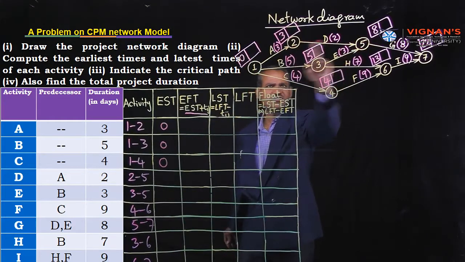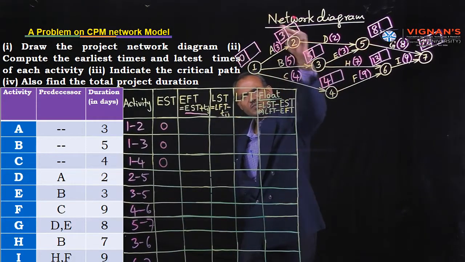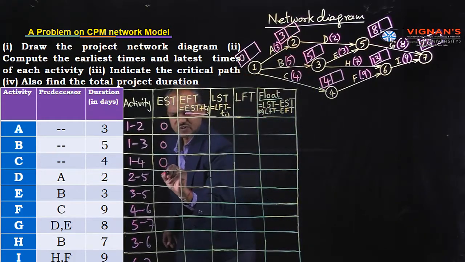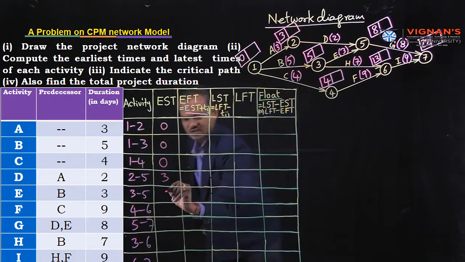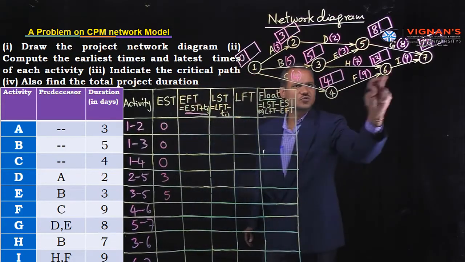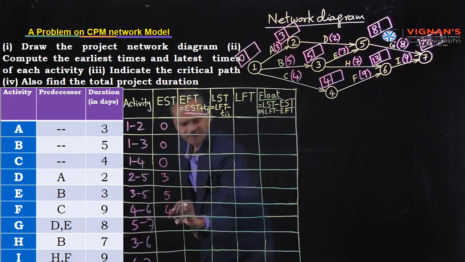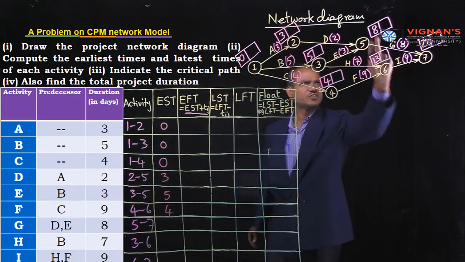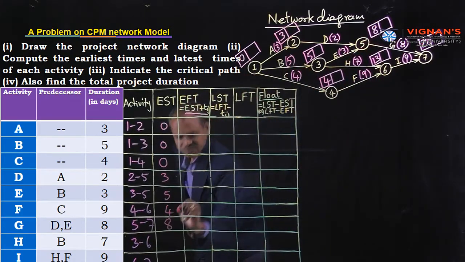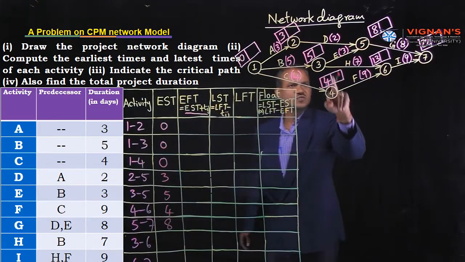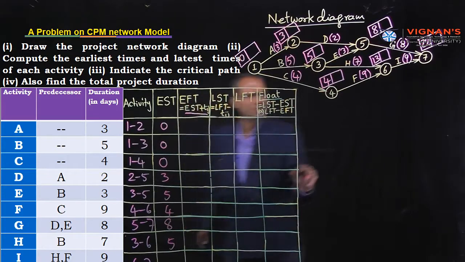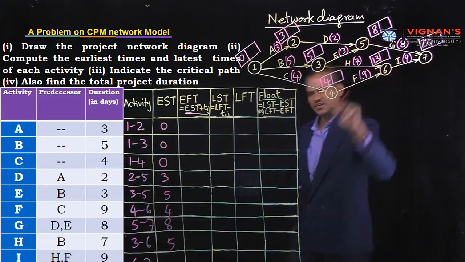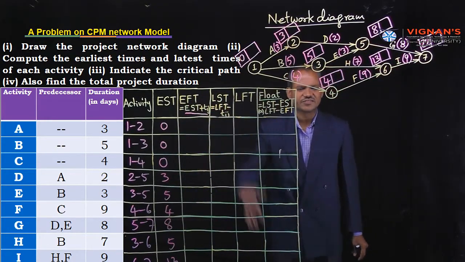This is the 2 to 5 activity. This is the earliest start time for activity D. 3. 3 to 5. Where is 3 to 5? This is the 3 to 5. Similar 4 to 6. 4 to 6. 4. 5 to 7. 5 to 7. 8. 3 to 6. 3 to 6. 5. 6 to 7. 6 to 7. That's 13. Calculated all the EST values.